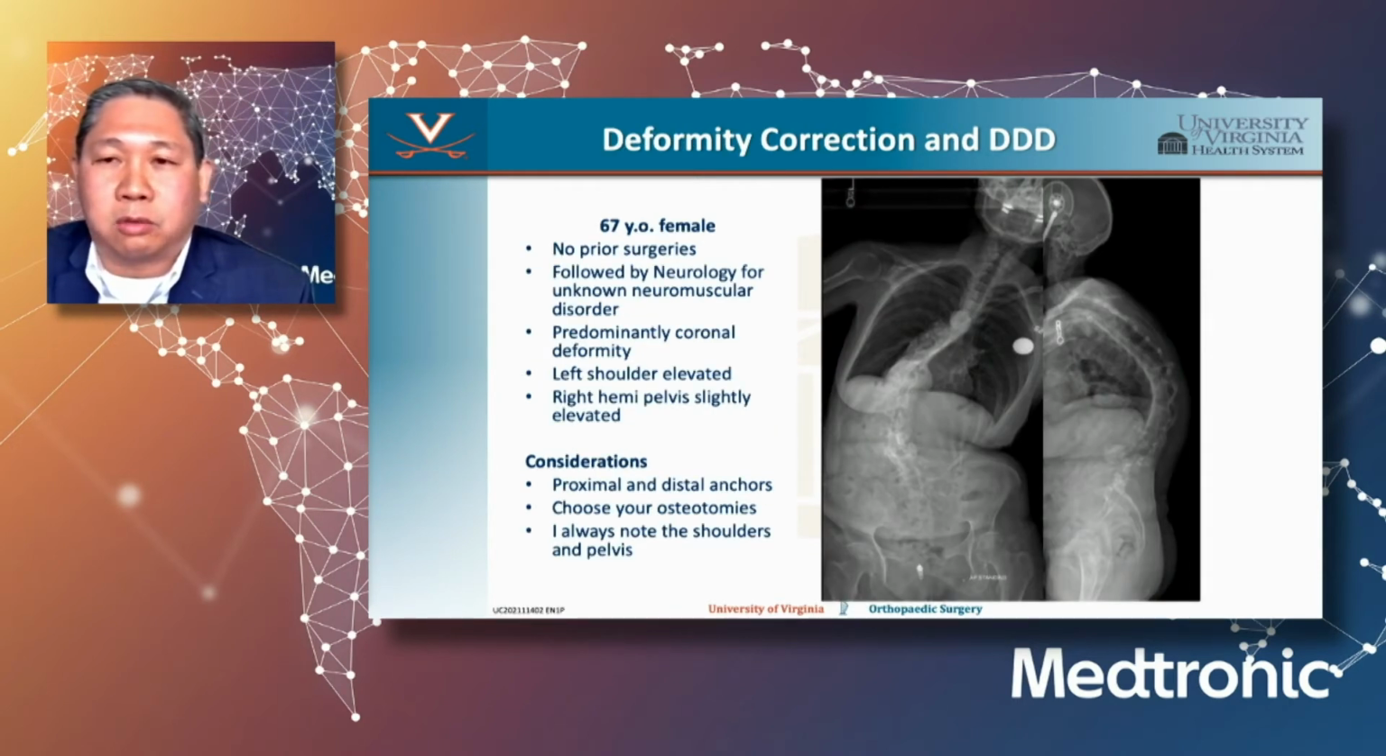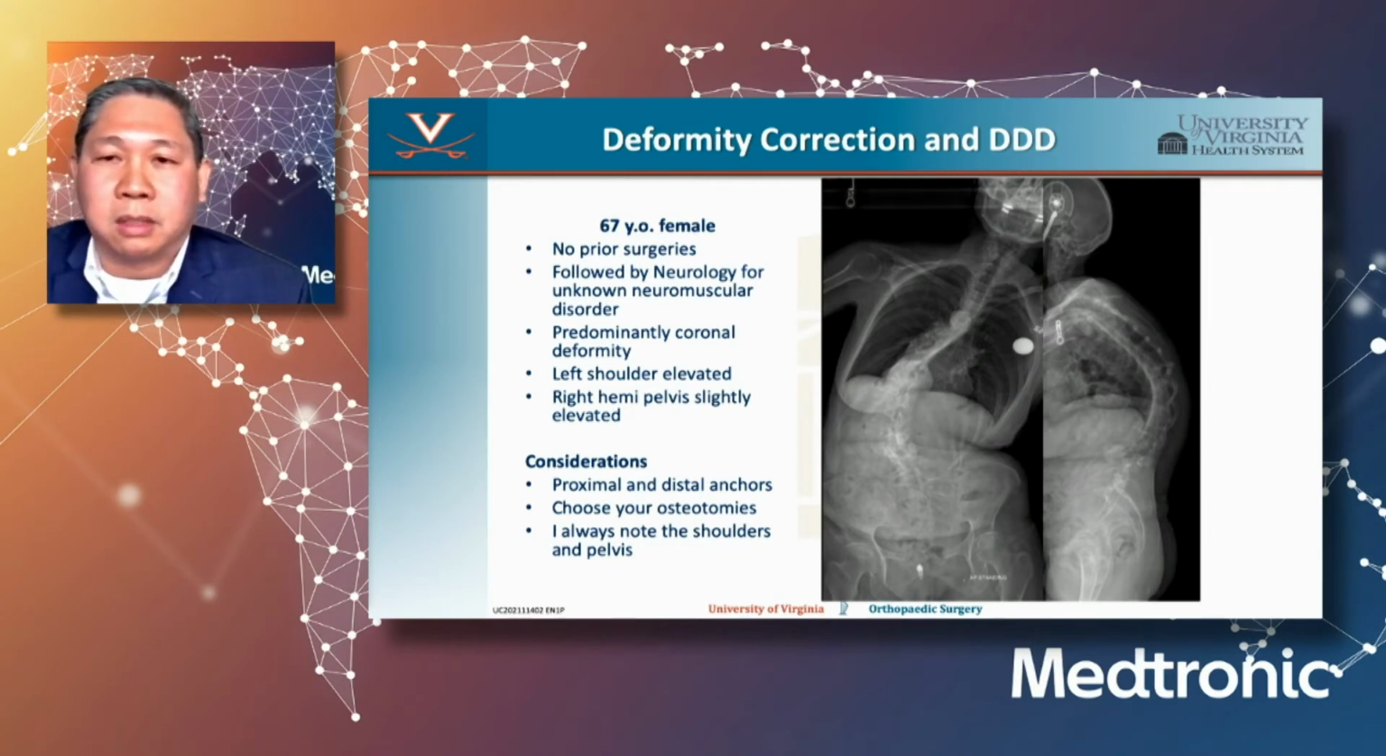This is a case of a patient who has, if you look at the numbers, relatively level alignment in the sagittal plane, but is coronally off. It's an unusual looking curve, and as you would imagine, they're being followed by neurology for some neuromuscular disorder. I always look at the shoulders. You can see that the left shoulder's up and the right hemipelvis is up. So if you level this patient in the coronal plane, you always have to think about an upper thoracic curve, which this patient doesn't have.